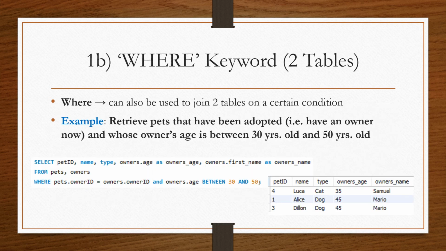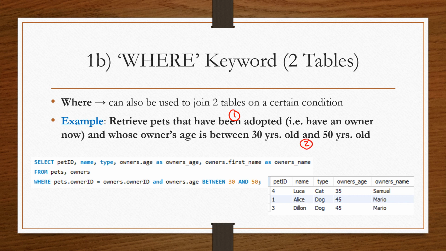All right, now we're going to look at our second example of the where keyword, and this time we're going to be using 2 tables. So let's look at the example. Retrieve pets that have been adopted, which means that they have an owner now, and whose owner's age is between 30 years old and 50 years old. We're going to break this down into 2 steps. First, we're going to look at all those pets that have been adopted, and second, we're going to look at whether the owner's age is between 30 and 50 years old.